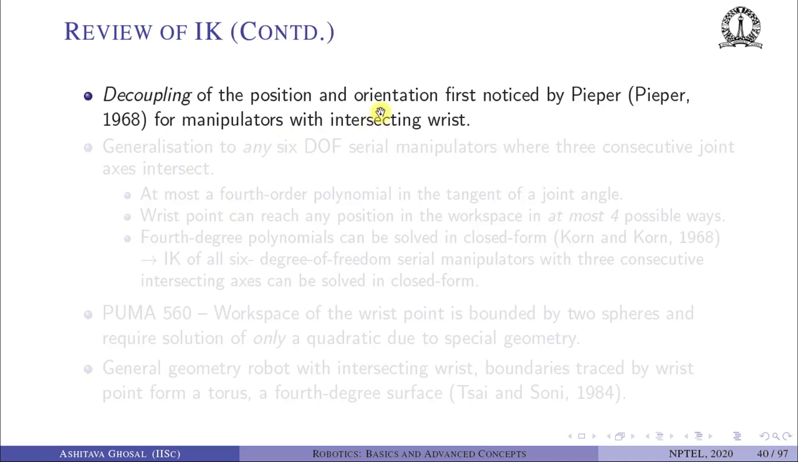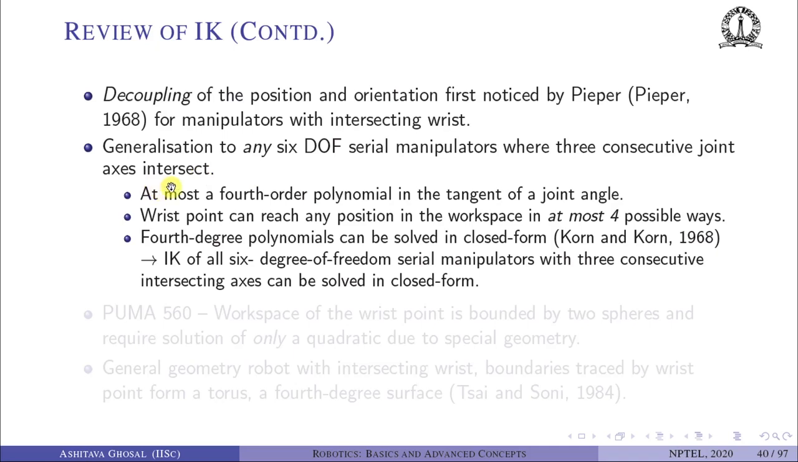So this decoupling of position and orientation was first noticed by Piper in 68 for manipulators with intersecting wrists. Okay, intersecting wrist means the last three joint axes intersect at a point. This was eventually generalized to any 6 degree of freedom serial manipulator where three consecutive joint axes intersect. Okay, it was shown that at most a fourth order polynomial in the tangent of a joint angle is what we will get. Okay, so the wrist point can reach any position in the workspace in at most four possible ways. Okay, because we have four possible solutions of the tangent of the joint angle.